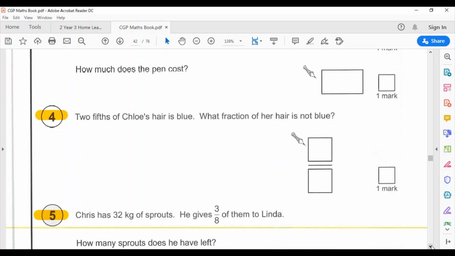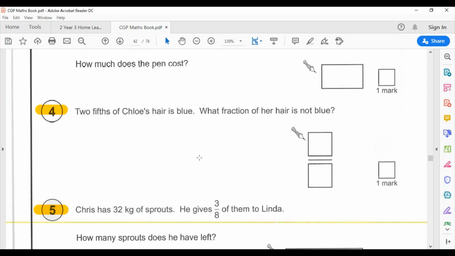Number 4 is another 2-parter. So 2/5 of Chloe's hair is blue. What fraction is not blue? So you're thinking about the fraction that makes up a whole here. So 2/5, how many fifths would you add on to make a whole? And that would be the fraction of her hair that is not blue.